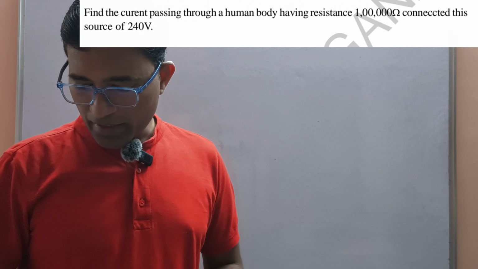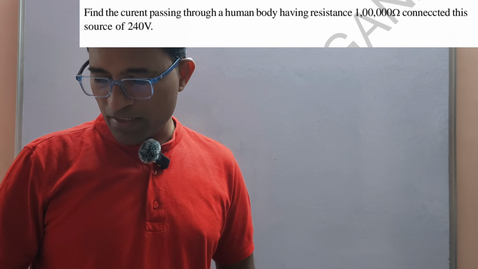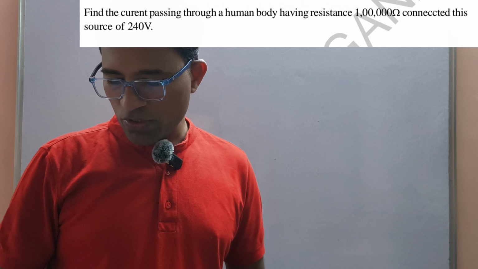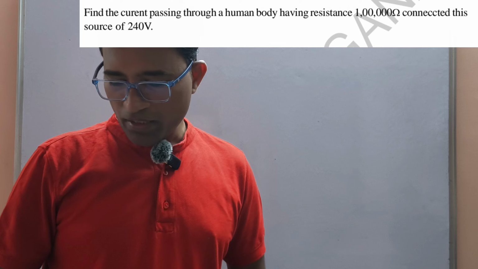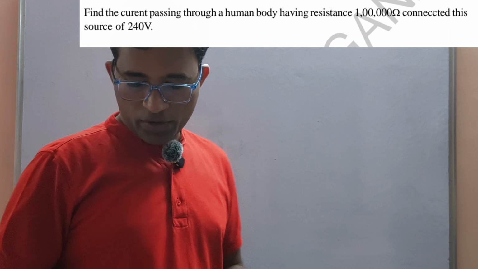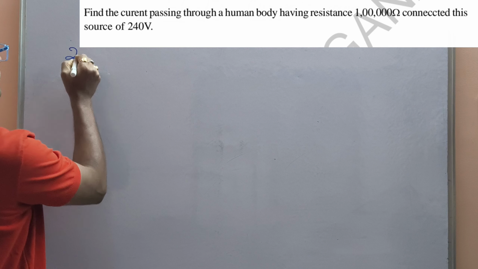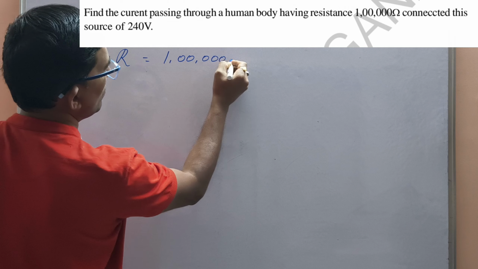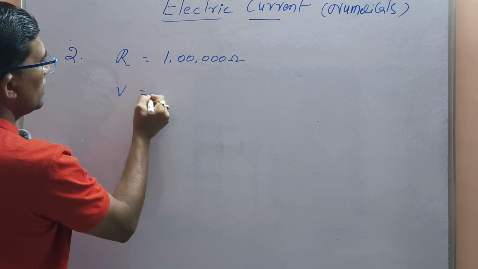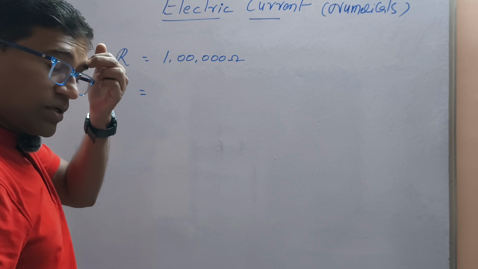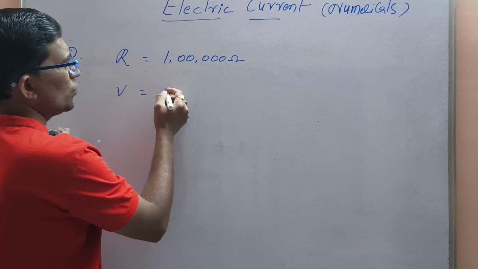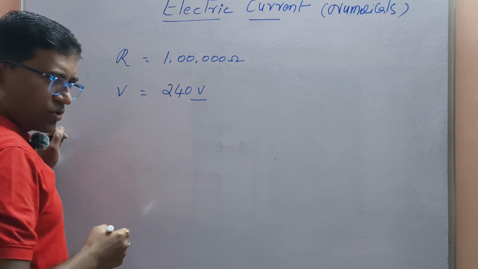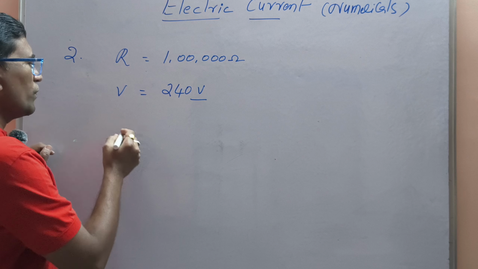Find the current passing through the human body having a resistance of 1 lakh ohm connected to a source of 240 volt. In the second problem, the resistance given is 1 lakh ohm, connected to a voltage source, a 240 volt AC source. We have to find the current.